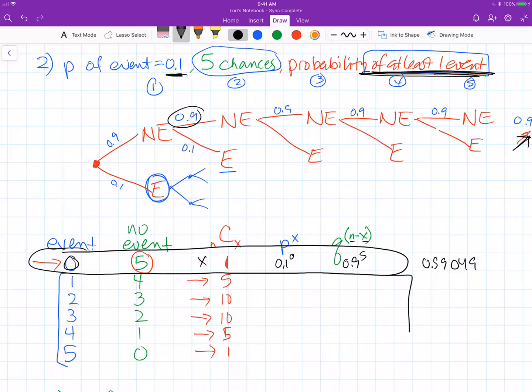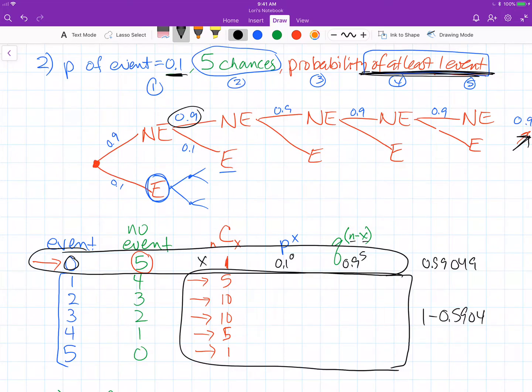Also, here we have 0.59049. What they're really asking is how much is this quantity down here. And we haven't calculated all of those out. So what we need to do is take 1 minus 0.59049, depending how much they want you to round, and that would come up with our answer. And so that ends up being 0.40951. So the answer to this question is different than the answer to this question. So there's our answer.